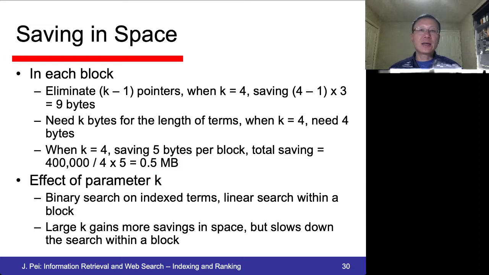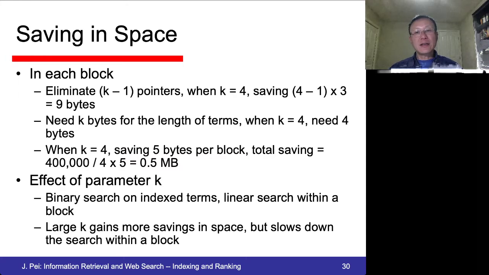In such a case, in each block, we can eliminate k minus 1 pointers. When k equals 4, we can save 3 times 3 equals 9 bytes. We need extra bytes for the length of terms, which when k equals 4 means 4 bytes. So when k equals 4, we save 5 bytes per block. The total saving will be about 0.5 megabyte.